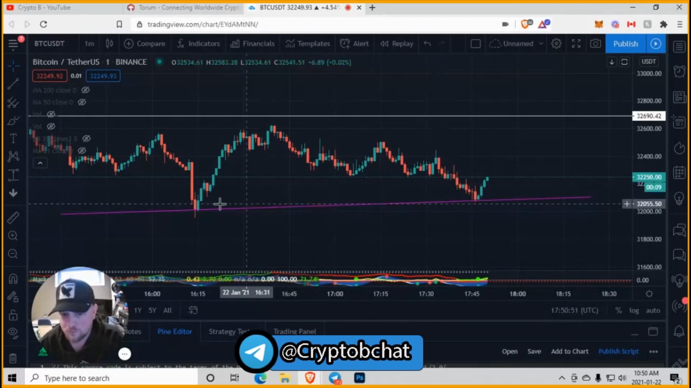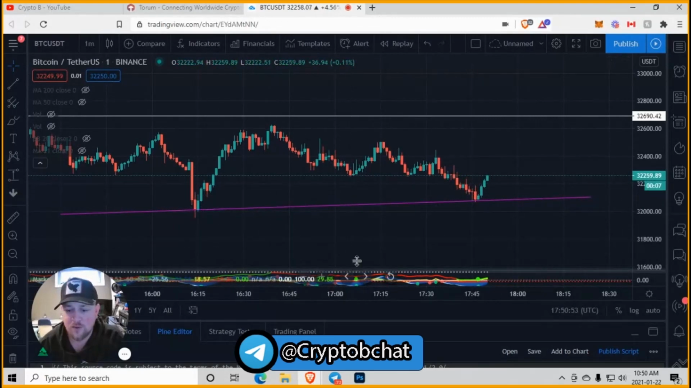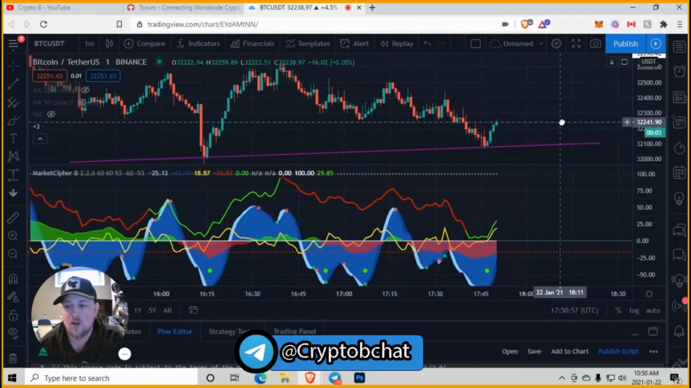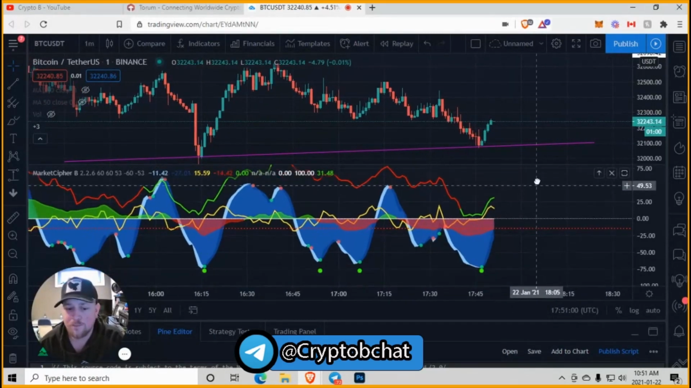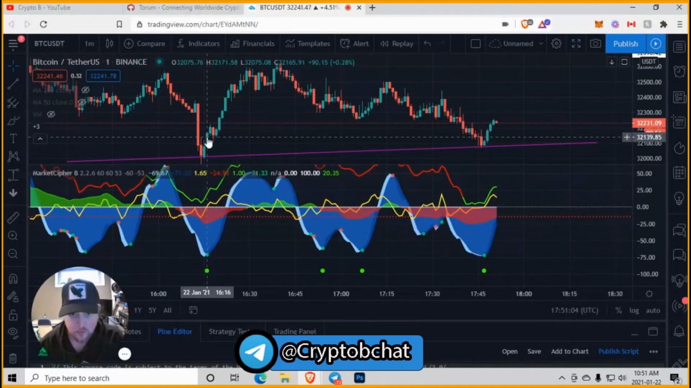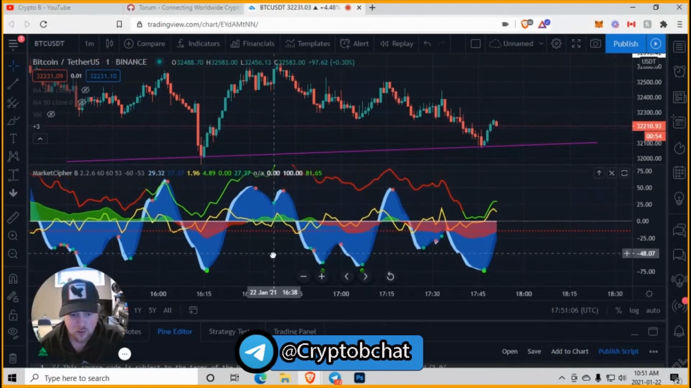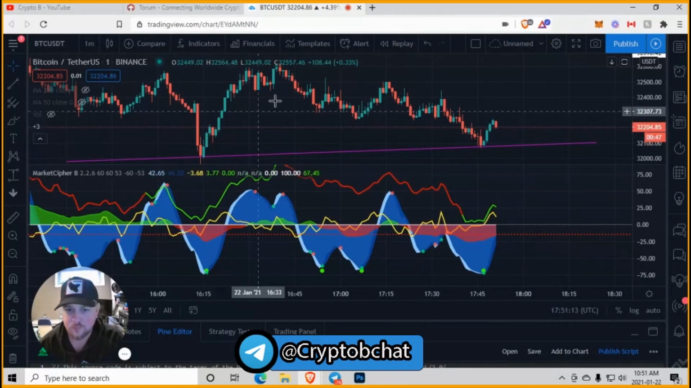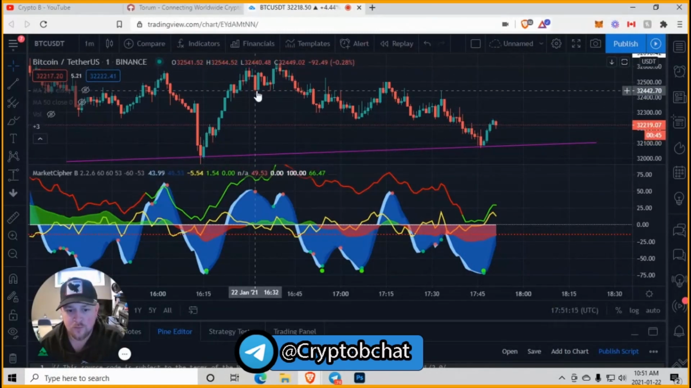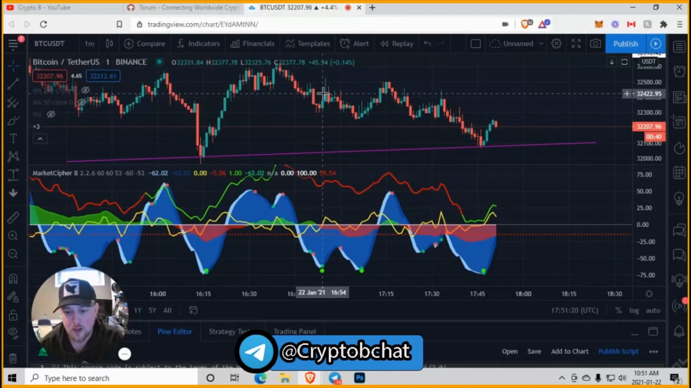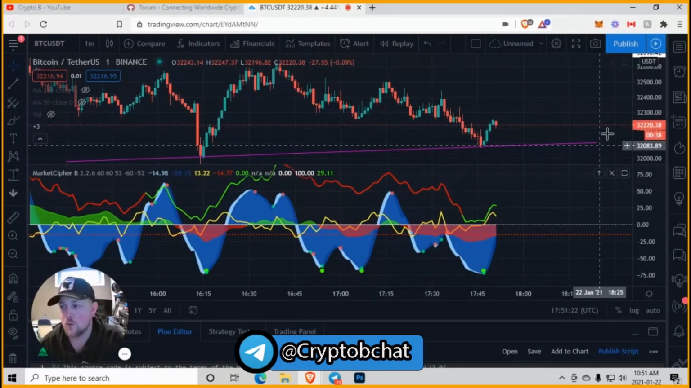So here we go on Market Cipher. Let's whip that up here quick. Then you expand everything so you get nice clear views. So as you can see, Market Cipher shows a green dot on this candle. There you go. So you would have bought this green dot down here or right here, and you would have sold it on the red, right? Then you would have waited for it to come back down, green, red, and away you go.